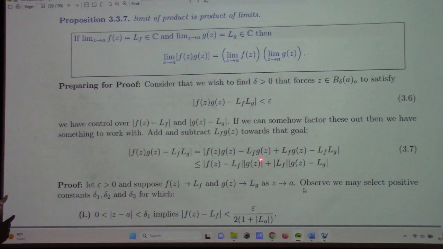And this over here, though, well, good news is that I can bound that. If the limit of g exists near the point, I can't make it small, but I can make it close to something, all right?